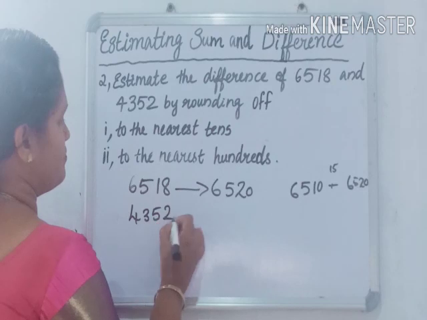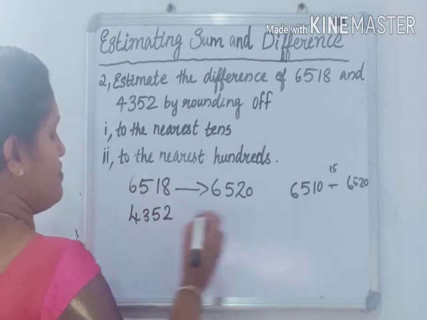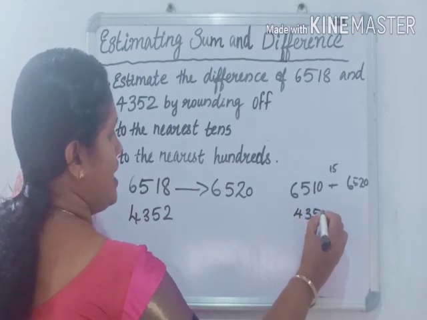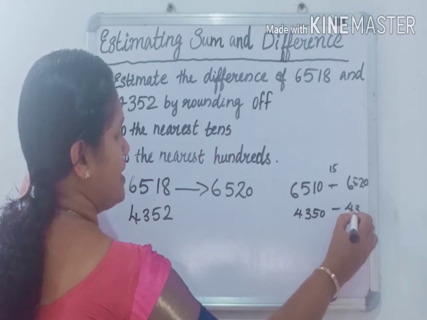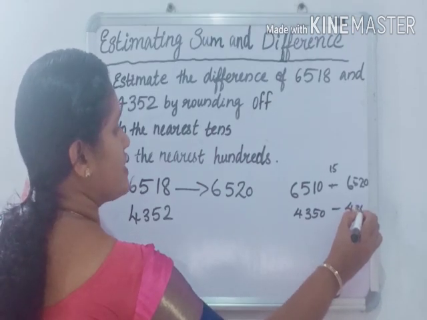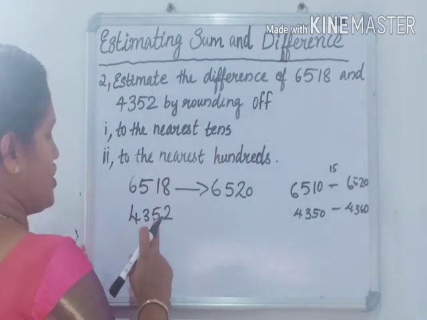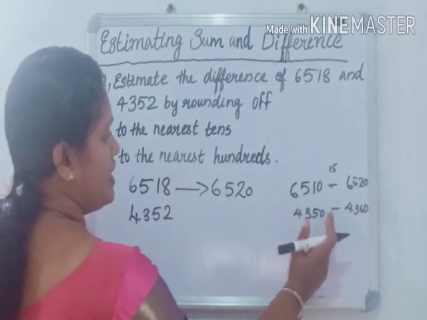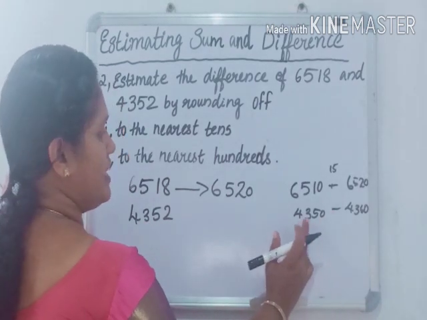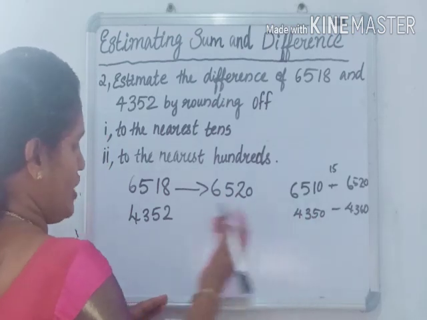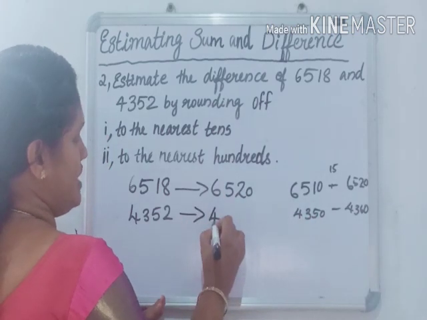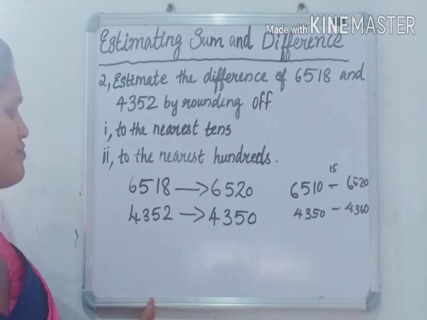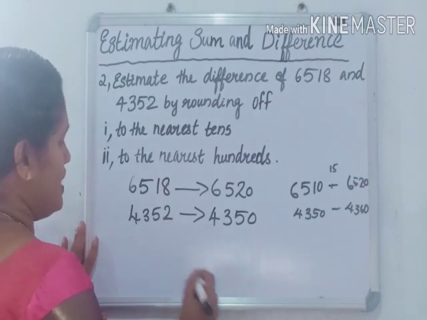Next number is 4352. Here 4352 lies between 4350 and 4360. Where is the position of 52? 4352 is nearer to 4350. So it is rounded down to 4350. Okay. Then we have to find the difference.